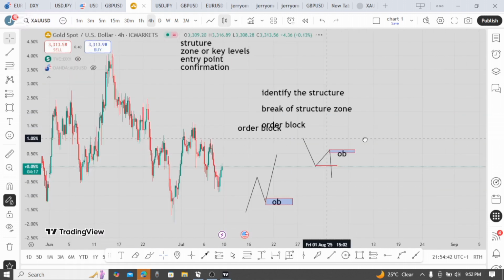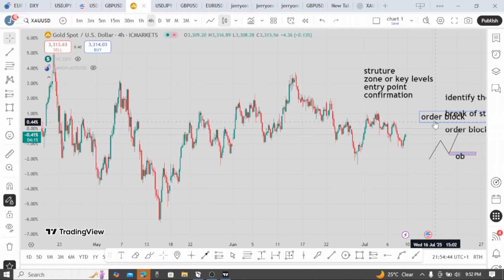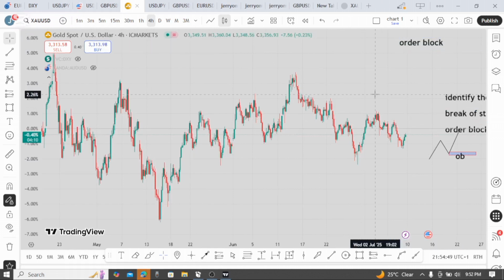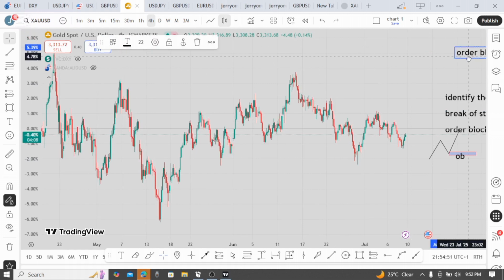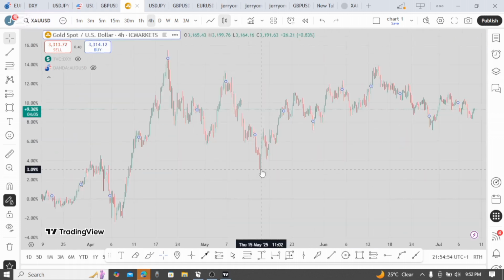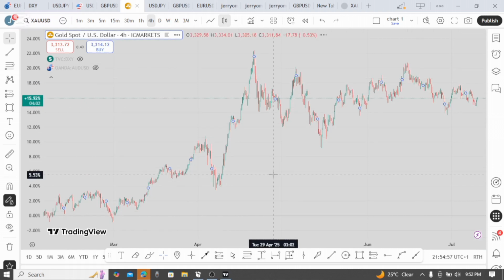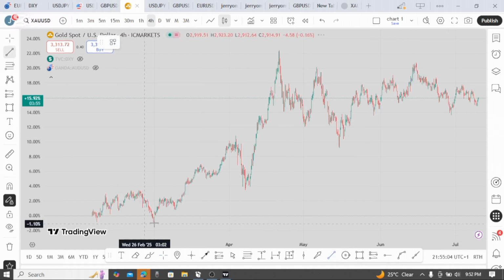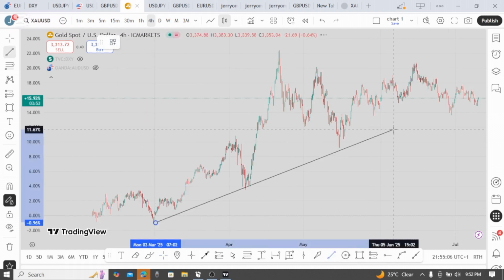Let me show you what I mean on the chart. I told you earlier the first thing you need to do is to what? Is to identify the structure. Now you see, let me use this. Here we are going bullish.